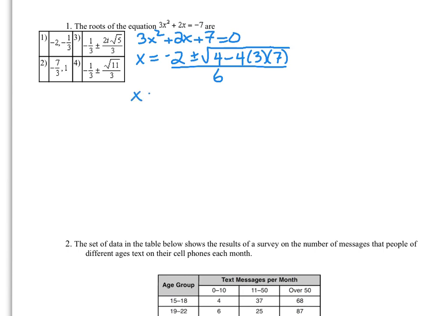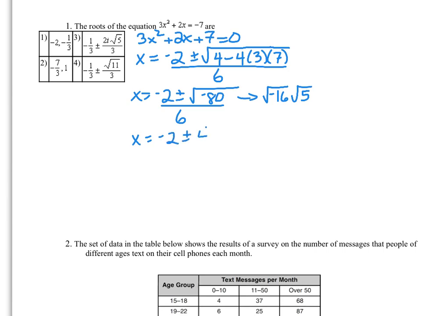So we have x equals negative 2 plus or minus. Then underneath that square root, you're going to work all that out, and that's going to be negative 80. So right away we see that that's going to be an imaginary number, and let's see if we can simplify that. So that's going to be the square root of negative 16 and 5. Remember, the square root of negative 16 is 4i. Anytime you have a negative underneath the square root, that's an i. So that's going to be negative 2 plus or minus 4i radical 5 over 6.